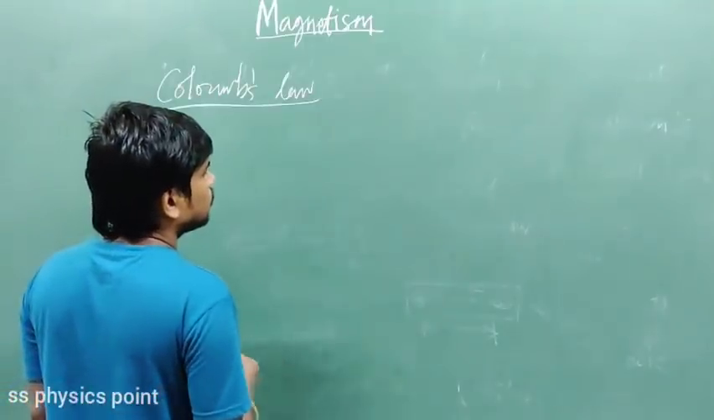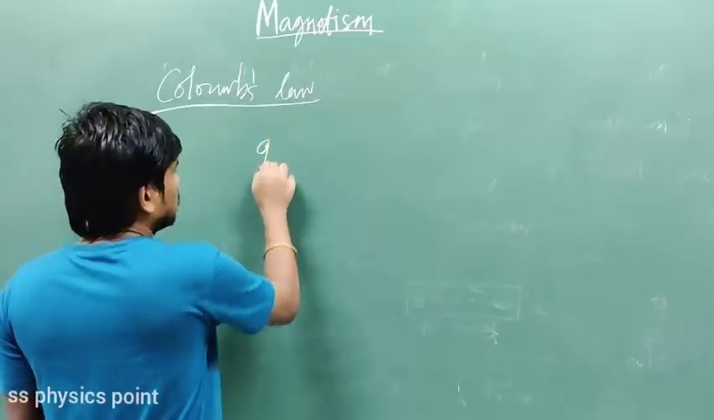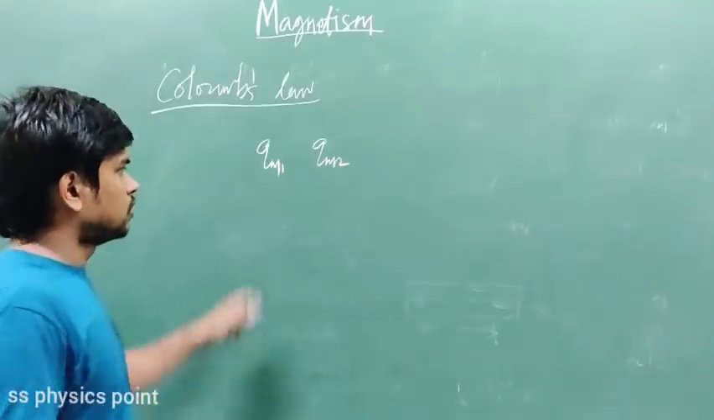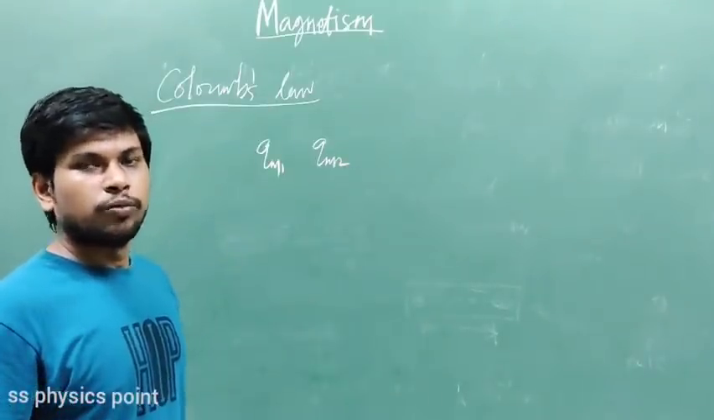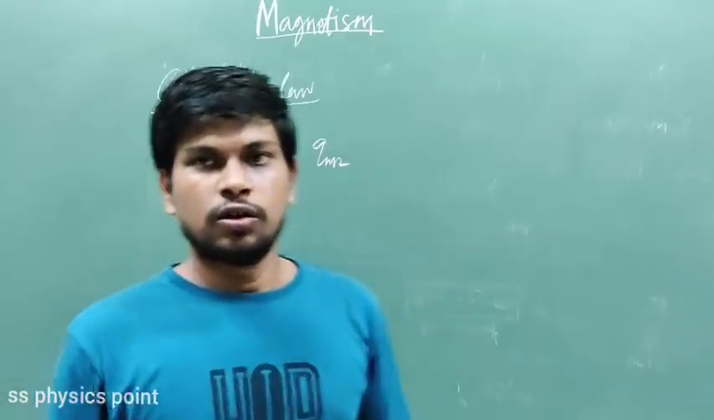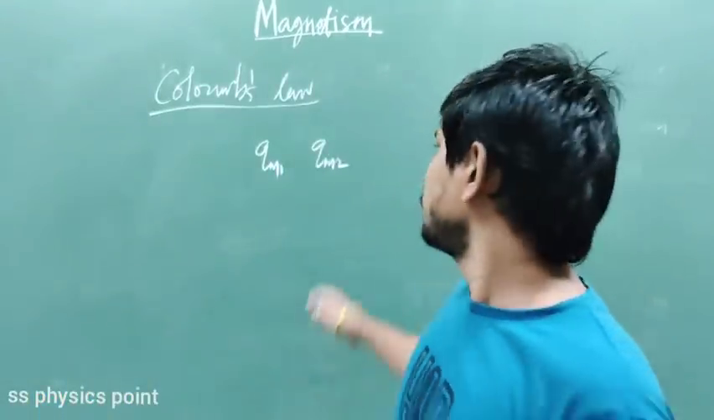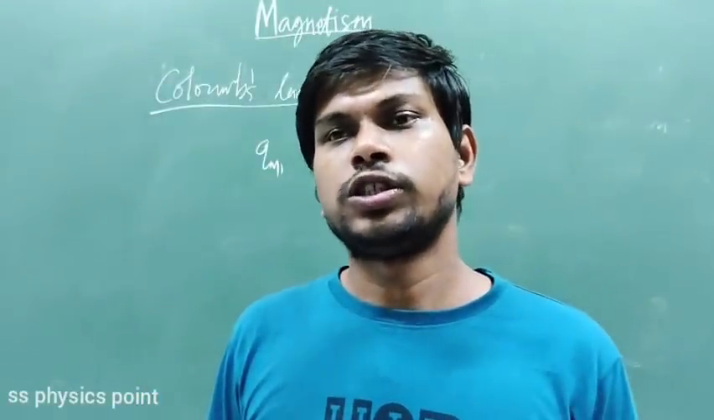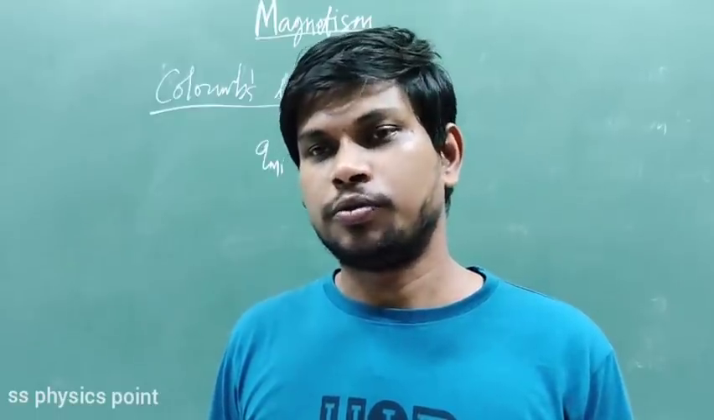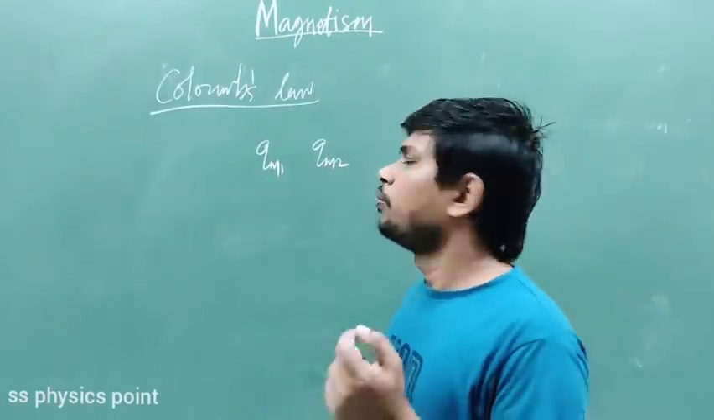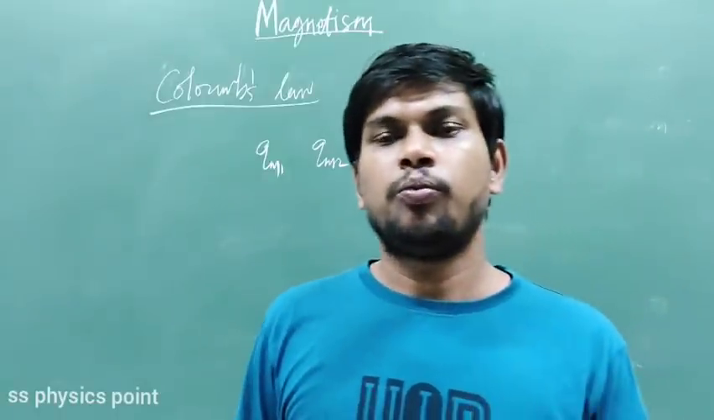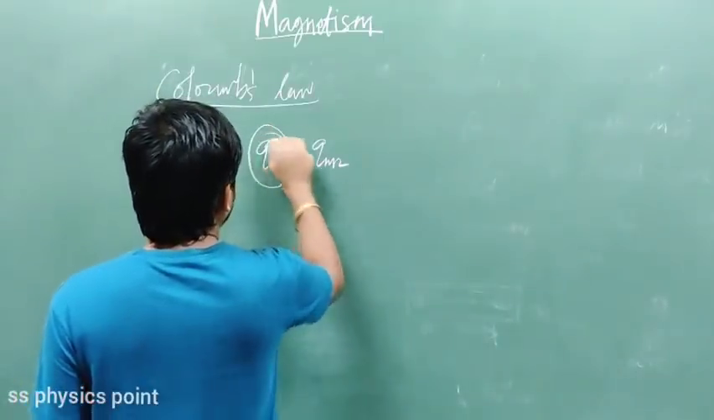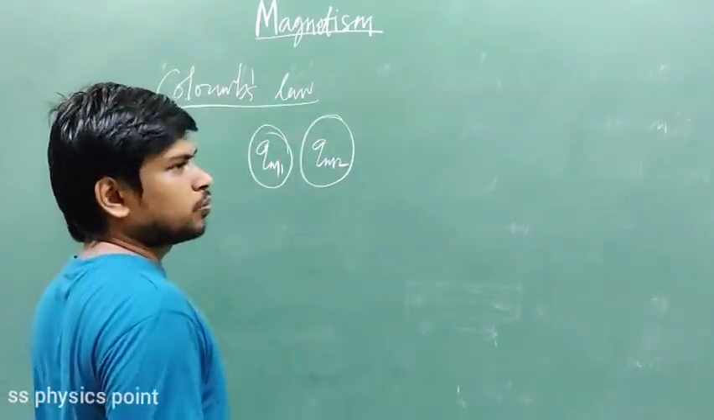So suppose there are two pole strengths. Let us consider QM1 and QM2. These are two poles having pole strength QM1 and QM2. Just write it. Let us consider two magnetic poles having pole strength of QM1 and QM2. Then what is that pole strength?